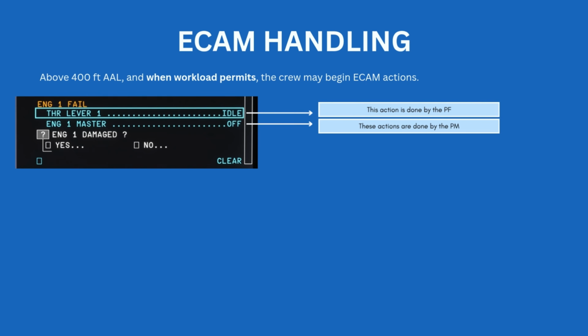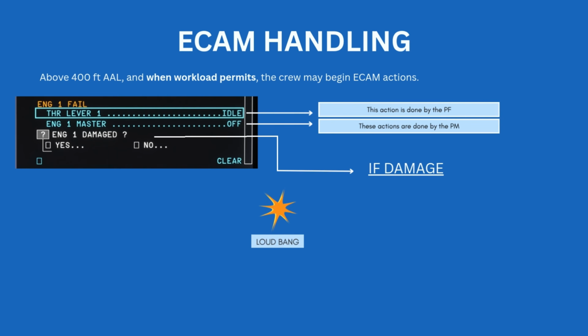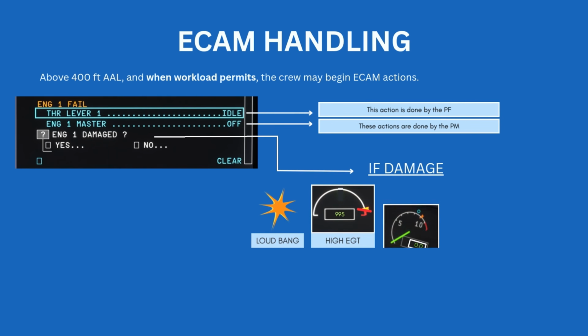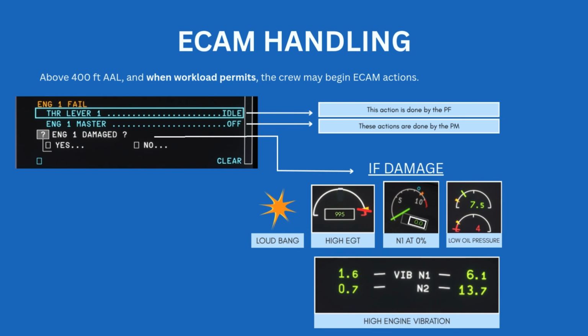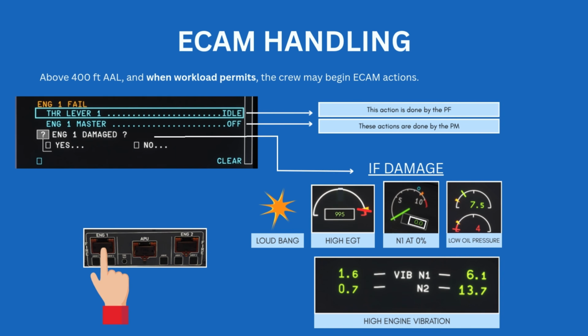The next line says, if damage. At this point, the crew should assess if the engine has sustained damage or not. Signs of damage include, but are not limited to, a loud bang, high EGT, N1 at 0, oil pressure is low, or high engine vibration. If the crew notice any of these, they can assume that the engine is damaged, in which case, they should push the fire push button, which is done by pilot monitoring, after they have confirmed it with pilot flying.